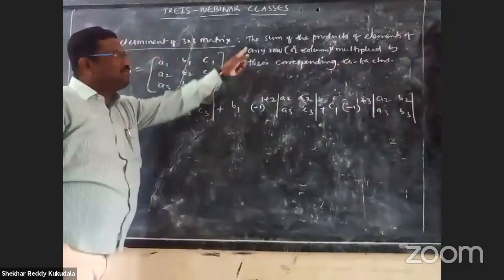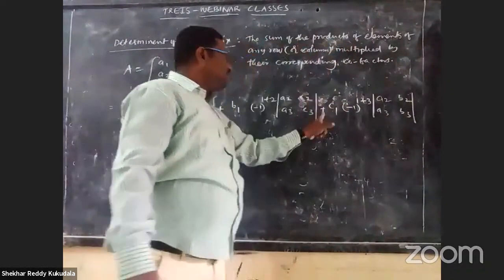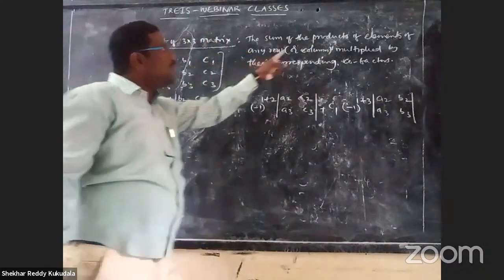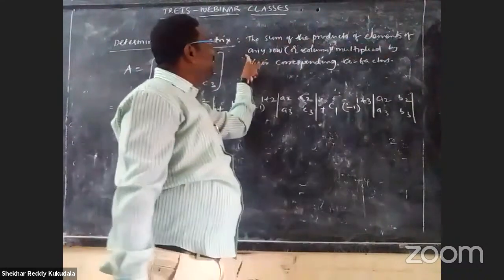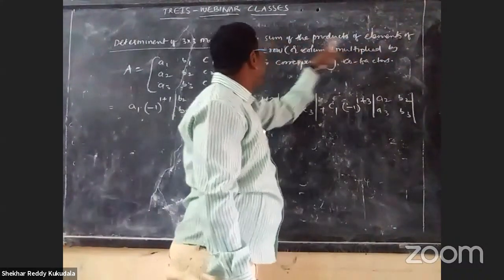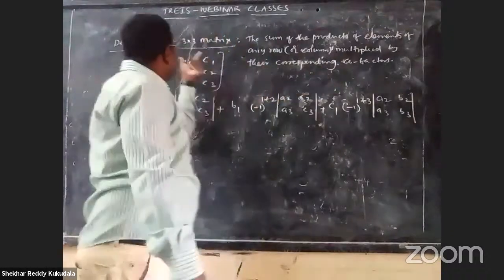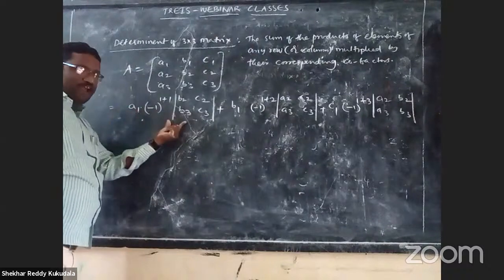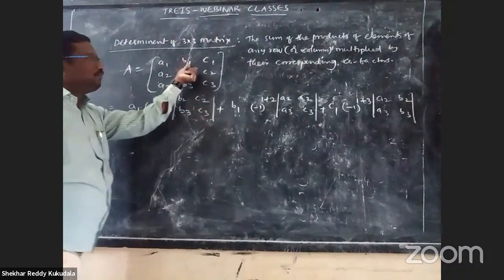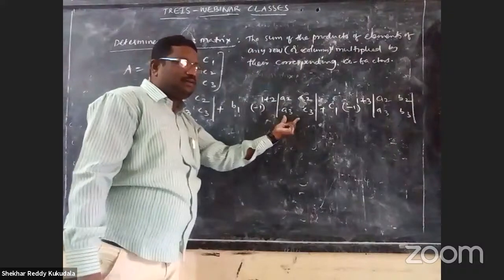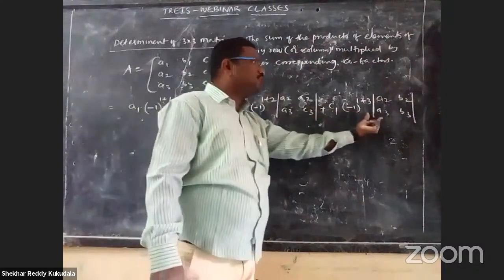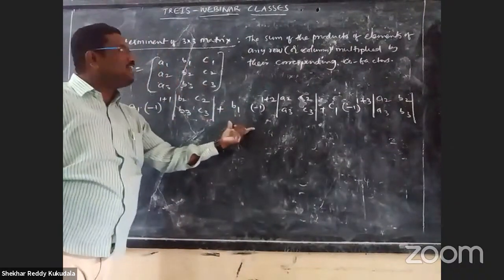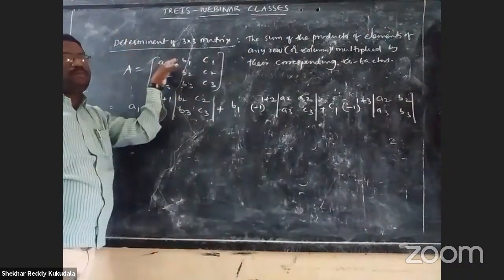Now you see the definition: the sum of the products of elements of any row or column multiplied by their corresponding cofactors. I am taking the first row elements. First row element a1 multiplied by its cofactor, plus b1 multiplied by its cofactor, plus c1 multiplied by its cofactor. The result, whatever you get, is called the determinant of this matrix.